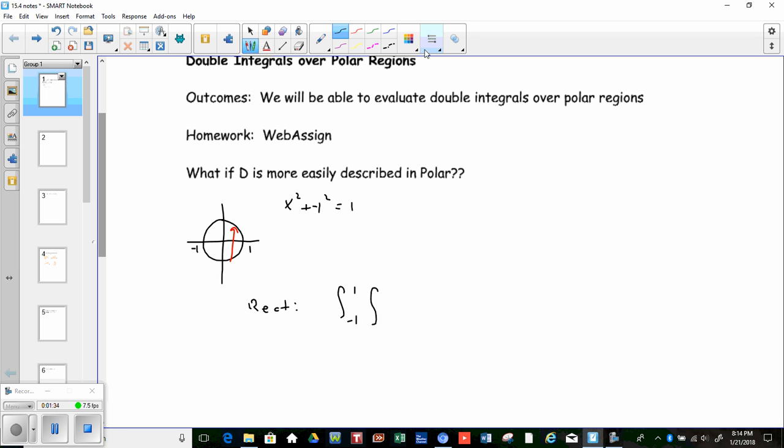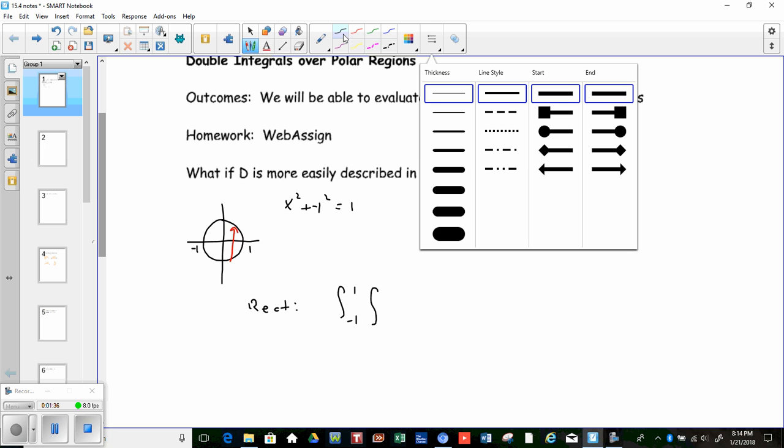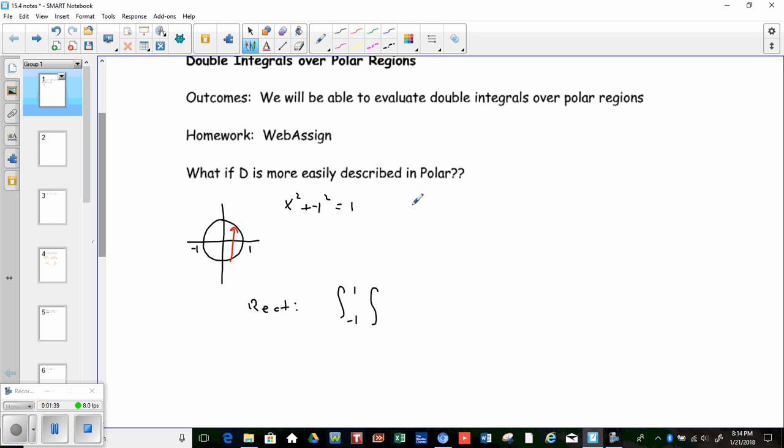And if we go back and solve the circle in terms of a function of x, that would be y squared equals 1 minus x squared. Take the square root. y would equal plus or minus the square root of 1 minus x squared. So really, this would vary from the negative square root of 1 minus x squared to the positive square root of 1 minus x squared.